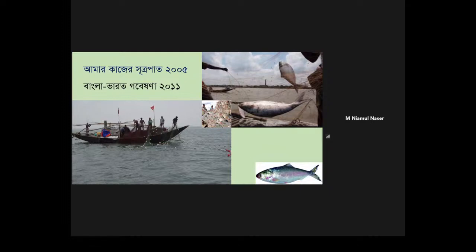So my understanding, my work started in 2005 while I was working on the Padma multipurpose bridge environmental impact assessment. That was my first encounter with the feasibility study, because one of the requirements was to look at the Hilsa migration route, as well as the impact on the Hilsa fishery if the bridge were constructed in the Mawa area.